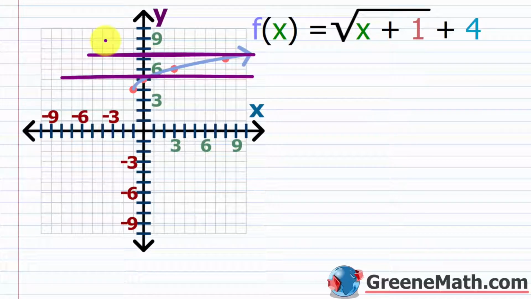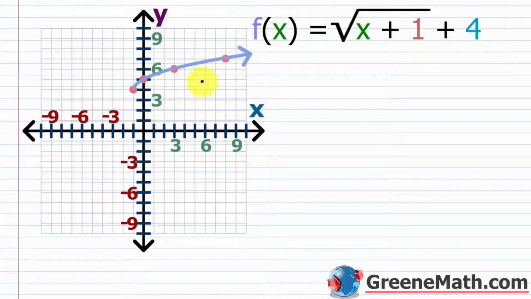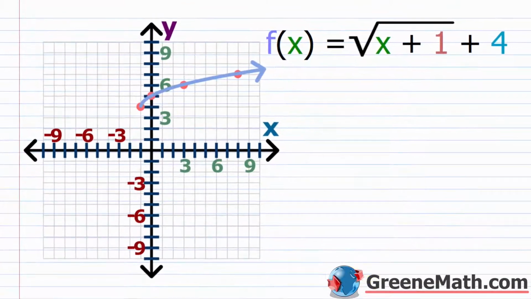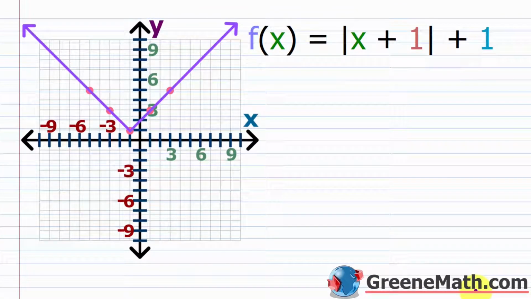So just 2 lines. You can draw as many as you want or as few as you want. You can really just observe this thing and see that no horizontal line is going to impact the graph in more than one location. So this is going to be a one-to-one function. All right, let's look at another one that's not a one-to-one function.